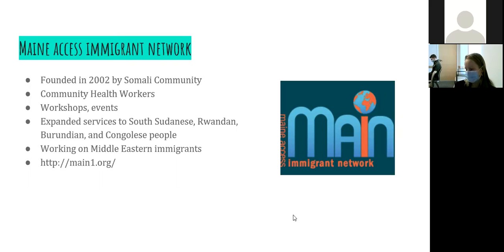Because we talked earlier about the immigrant community, I wanted to mention the Maine Access Immigrant Network. It was founded in 2002 by the Somali community, and they have community health workers that help immigrants find both health and social services in the greater Portland area. They also host workshops and events to try and increase people's access. They have expanded services beyond the Somali community to include people from South Sudan, Rwanda, Burundi, and the DRC, and they're currently working on expanding to Middle Eastern immigrants as well. And I included their website on this slide.